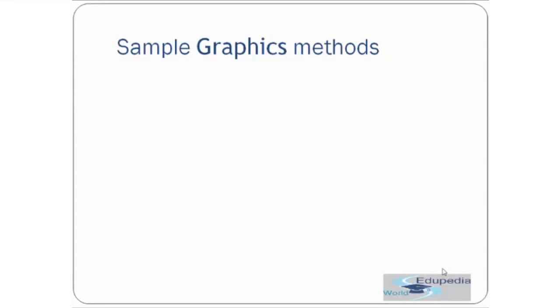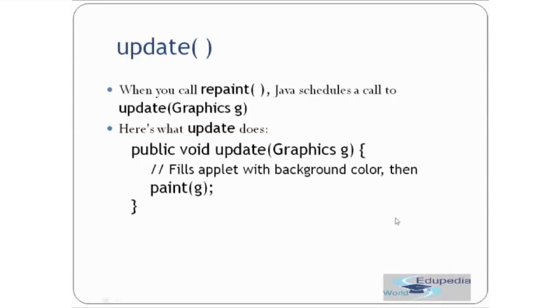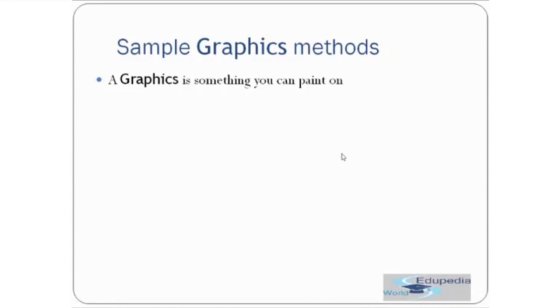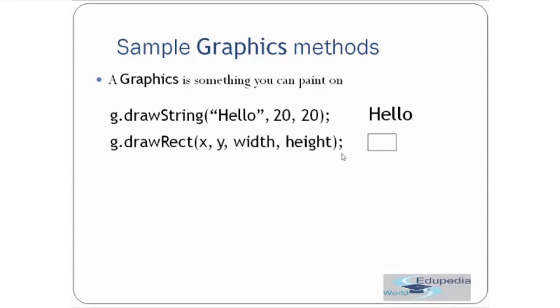These are the methods that you can actually call on this Graphics g. A graphic is something you can paint on. So g.drawString, Hello, 20, 20. This will print Hello at x and y being 20 and 20. Then you can also draw a rectangle using drawRect. You pass the x and y position and then the width and the height of your rectangle. Then you can also fill the rectangle using fillRect. This fills the color in the same rectangle along with drawing it.